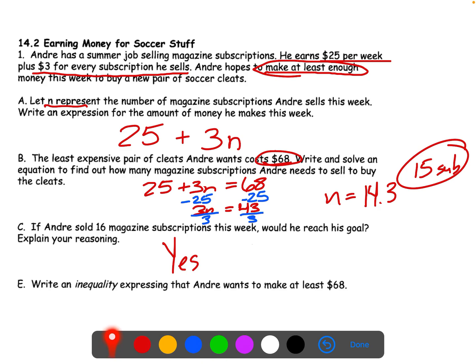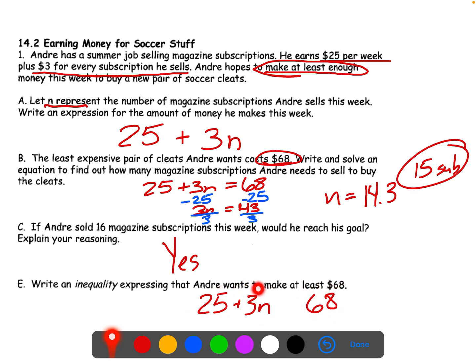All right, so notice how we've progressed here. We started with our expression. It was very easy to make an equation just by making this earnings expression equal what he needs to make. Now we're going to take this and we're going to make it an inequality. So we're going to get rid of that equals sign and we're going to put an inequality symbol in there. So if I have 25 plus 3n and then it was equal to 68, now we're going to put an inequality symbol here. So this represents his paycheck, what he earns. This represents what he needs.